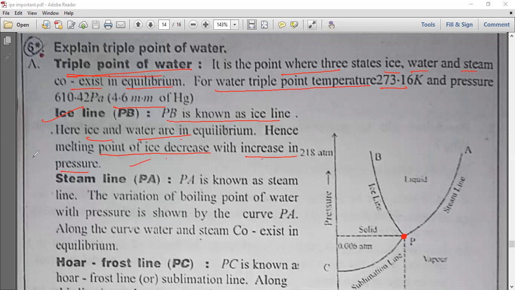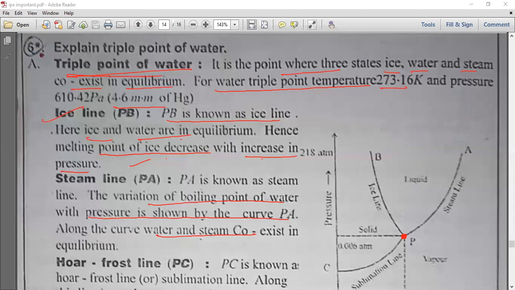Okay. Finished. Next, steam line. P to A is the steam line, and here the variation of boiling point of water with pressure is shown by the curve PA. Along the curve, water and steam coexist. That's it. Okay. PA is known as steam line, and variation of boiling point of water is shown by this curve, and water and steam coexist at this point.